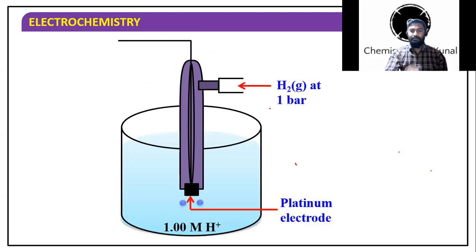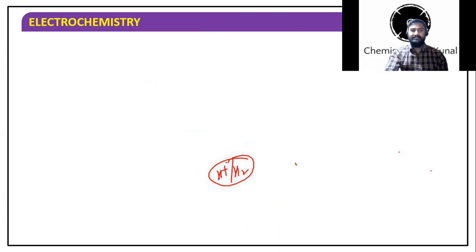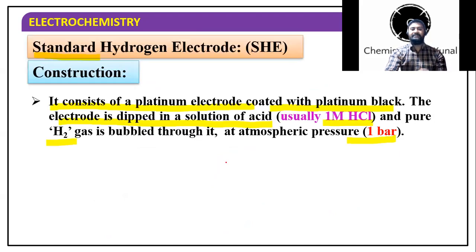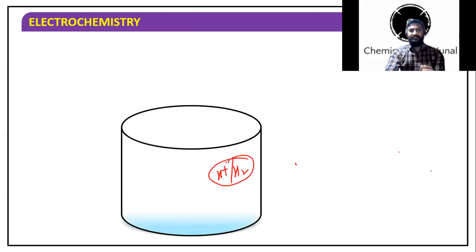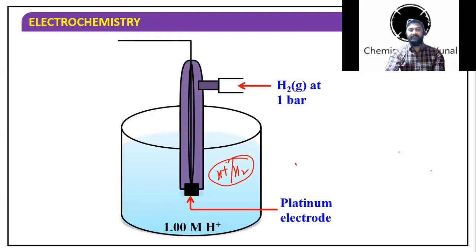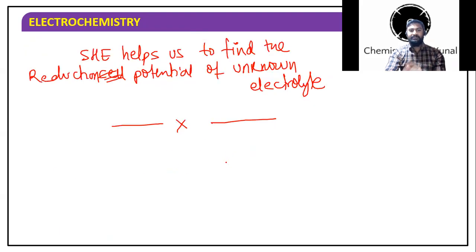So this is how we draw S.H.E. See, that's how the H2 and H plus are made in contact. And this is the definition of S.H.E. So we have the S.H.E. definition, diagram, then this representation, and the uses, why we are actually studying this. I hope you understood why we study S.H.E., what S.H.E. is, and how we represent a cell as per IUPAC rules.